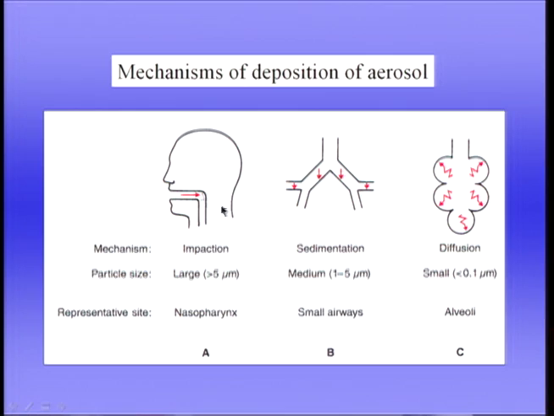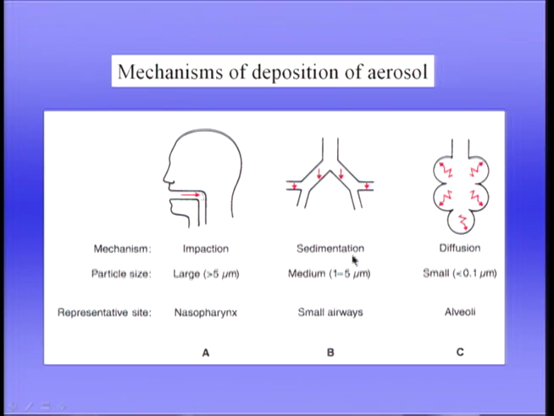And the very small particles, their sedimentation rate is extremely low, and so they don't sediment so much. And sedimentation particularly tends to occur in the small airways. Why the small airways? Well, probably simply because the distance that they have to go to settle, to fall onto the airway wall, is relatively short. And as I say, this affects the medium-sized particles particularly. By the way, this says representative site. It doesn't mean that you can't have impaction or sedimentation in other sites, but these are the sites that particularly see sedimentation. Small airways particularly tend to see sedimentation.